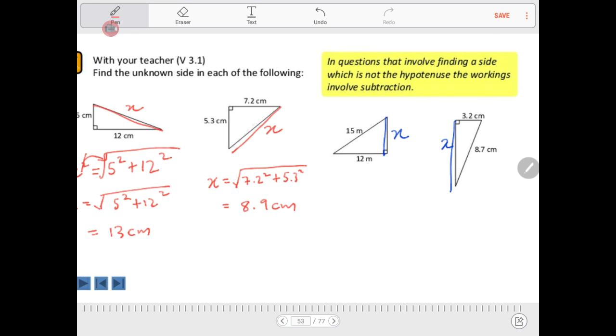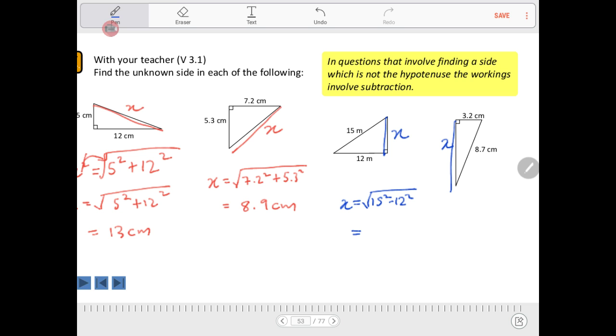Right, now in these examples over this side, it works in a similar way, except when we're finding one of the shorter sides, we put a minus between the numbers rather than a plus. So just remember, if it's the longest side, hypotenuse, it's the plus. If it's one of the shorter sides, we put a minus in between the two numbers.